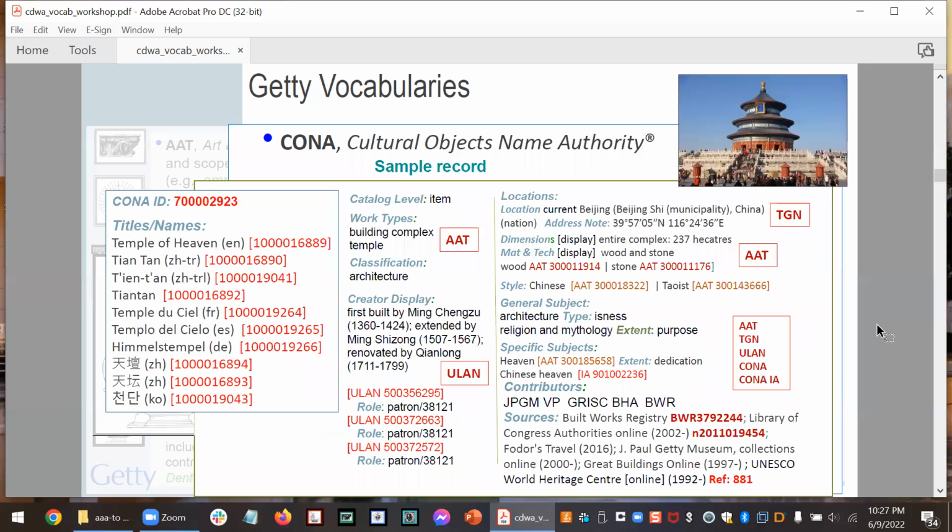Here's a sample record from CONA, a rich full record for the Temple of Heaven in Beijing, with a number of IDs for the different names for the temple. We have work types. It's a building complex and a temple, the various patrons, the location, and various other information about this record. And then down at the bottom, the contributors, the sources, and co-references to the Built Works Registry, Library of Congress, UNESCO World Heritage Centre, etc.